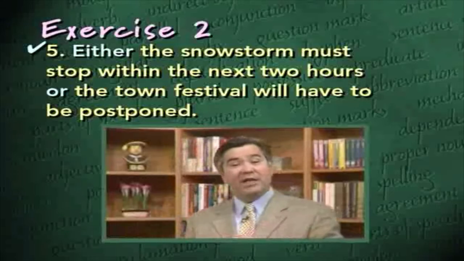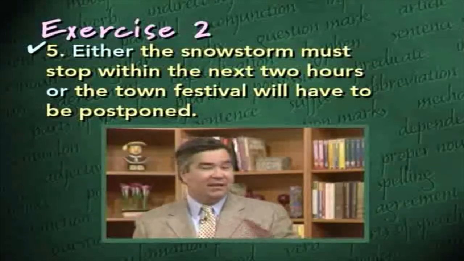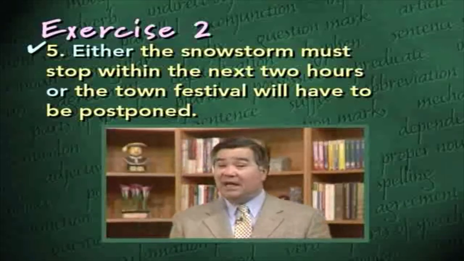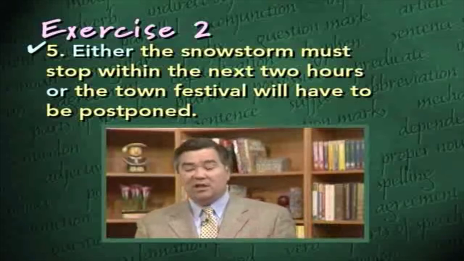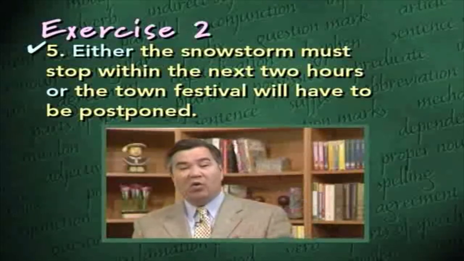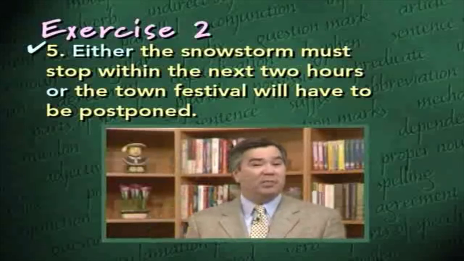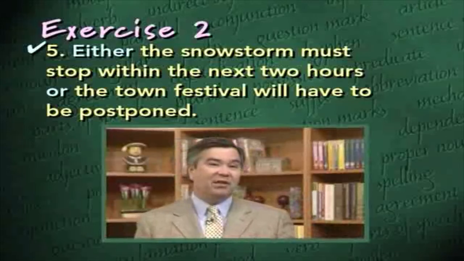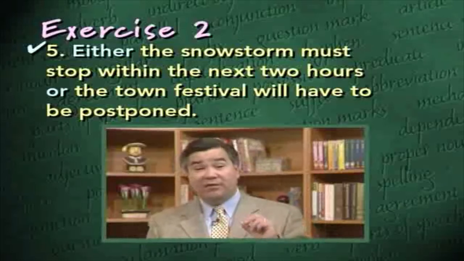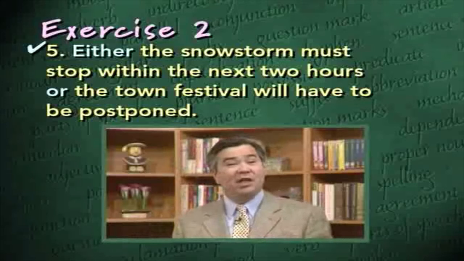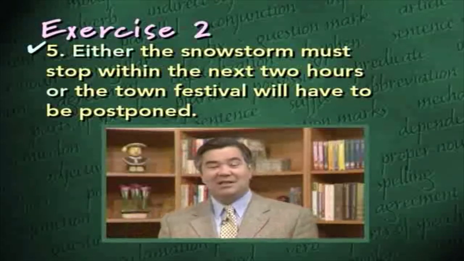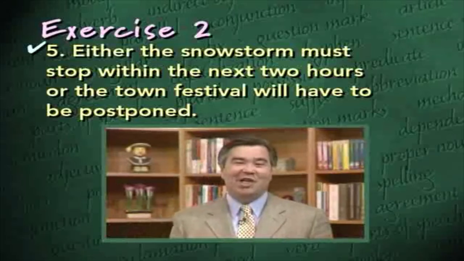And what follows in both cases is a clause, and since the two are roughly similar grammatically, the feeling of parallelism is not violated. What follows either is, the snowstorm must stop within the next 2 hours, that's a clause. And what follows "or" is the town festival will have to be postponed. Another clause. The two are basically similar in form, and therefore the sentence sounds perfectly parallel. Remember that what follows the two parts of a coordinating conjunction must be similar grammatically in order for parallelism to be maintained. This sentence follows that rule, and therefore it's correct, doesn't need any changing.